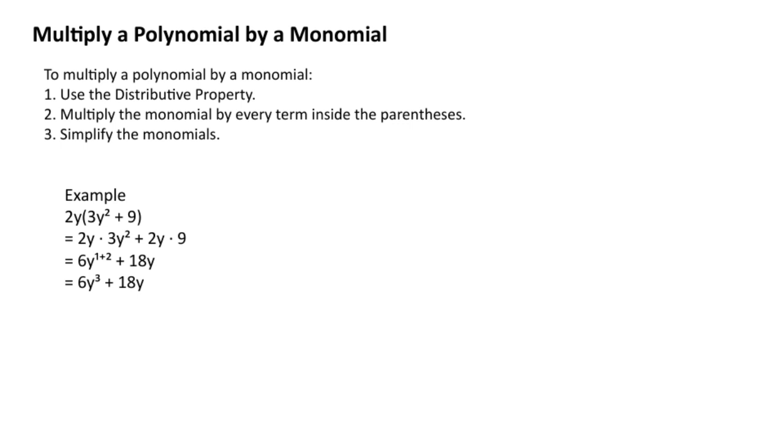The key takeaway here is that when multiplying a polynomial by a monomial, we use the distributive property to multiply the monomial by each term inside the parentheses, and then we simplify the resulting expressions. This process helps us handle more complex algebraic expressions efficiently.